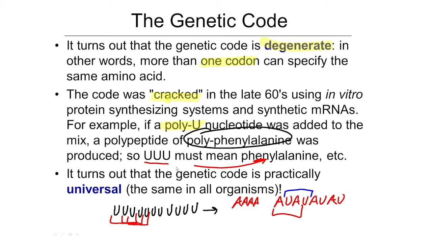And by process of elimination, you can actually just start figuring out all of them. It's really exciting, in case you didn't know. It turns out, guys, I cannot overemphasize this. The genetic code, I say practically, there are some minor exceptions, but overwhelmingly the genetic code is universal. And what that means is the same in all organisms. Just think about this for a minute.